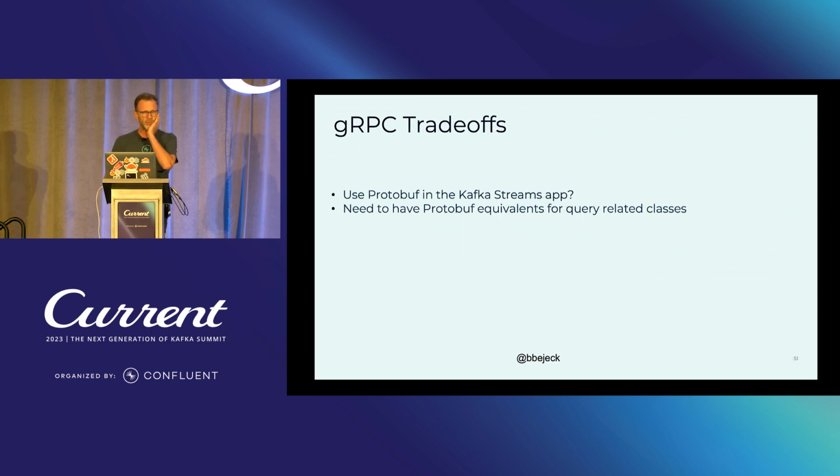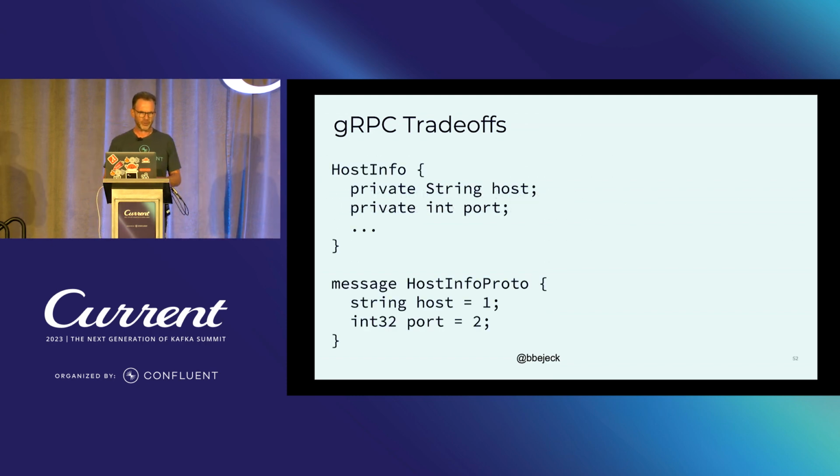So there are some trade-offs for using gRPC. First, it kind of nudges you to use protobuf throughout your Streams application. Not a big problem, but it really makes sense just to go ahead and use protobuf straight across the board. And you need to have protobuf equivalents for other classes that you're using. For example, you have host info, you need to have a protobuf equivalent of that. You could pack all this up and just set the fields in one big object, but I think that's a little messy. It's better to have just the protobuf equivalents.